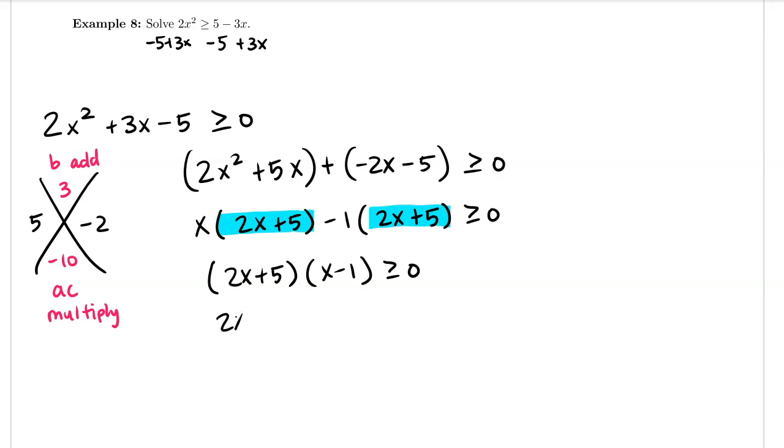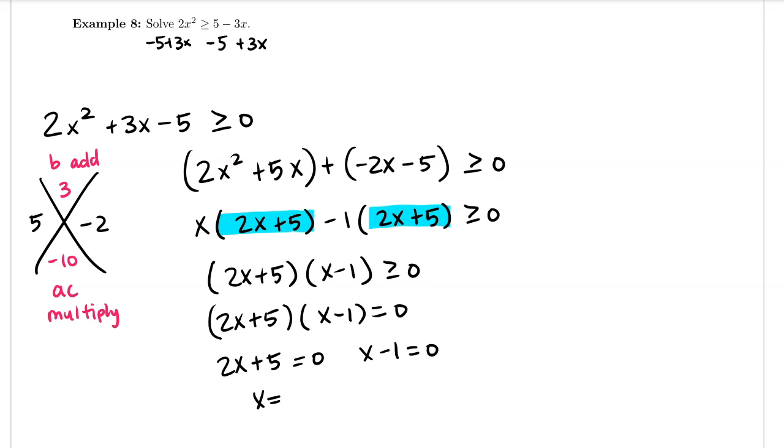I'm going to now set my factored form here equal to 0 and find our critical values by using the zero product principle and setting each linear factor equal to 0. If we solve, we're going to end up getting x equals negative 5 halves and x equals positive 1.